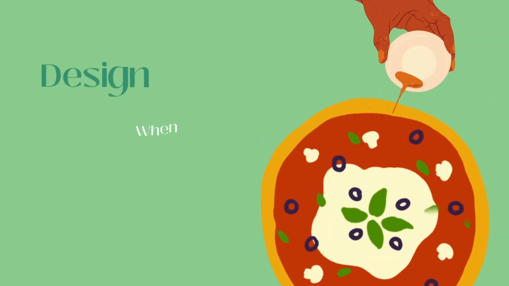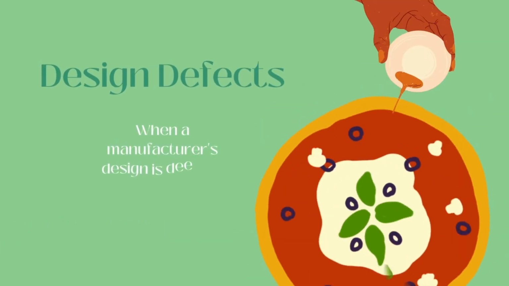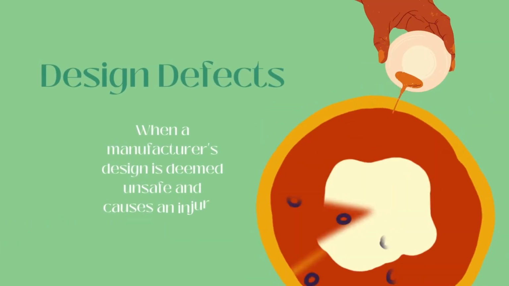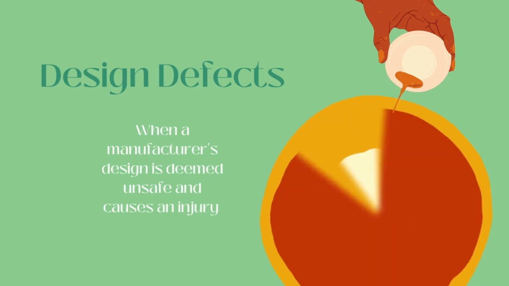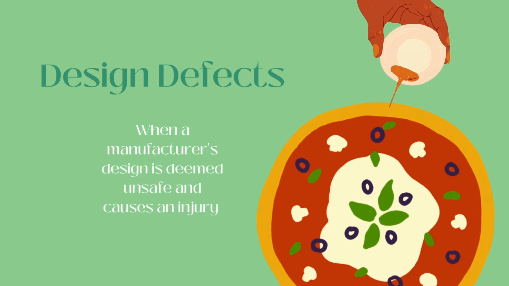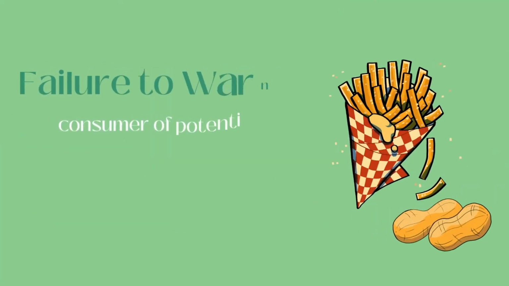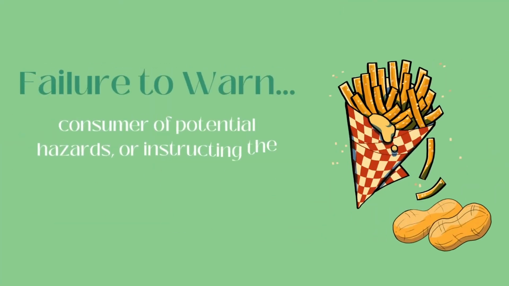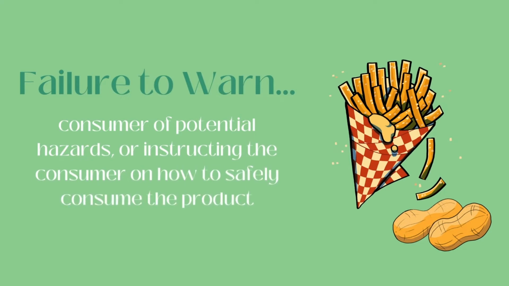A product could also have a defective design if the design itself is deemed unsafe and the direct cause of injury. Lastly, a seller could face strict liability due to failing to provide warnings or adequate instructions on how to safely consume or prepare their product. For an example, you should make sure your consumers are aware that your fries are cooked in peanut oil, which contains a common allergen.